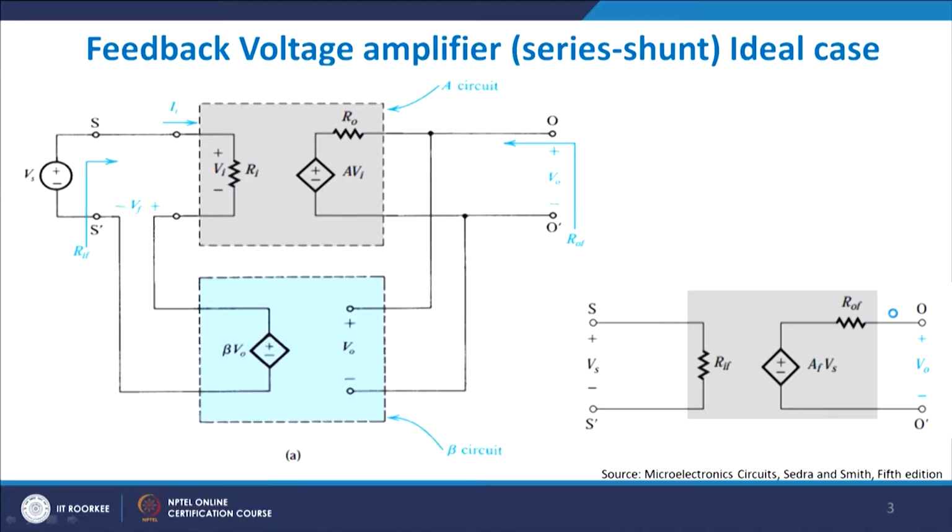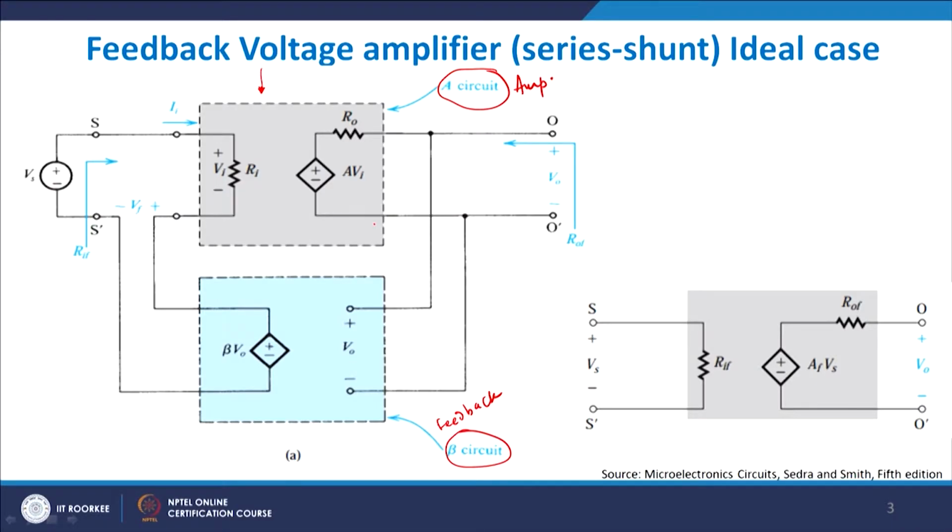This is basically a series shunt, and let me show you the series shunt feedback network here. As you can see, this dotted part is basically the amplifier. So this is the A circuit, and the blue one is my beta circuit, which is my feedback circuit. So the amplifier is the feed forward and this is my feedback.